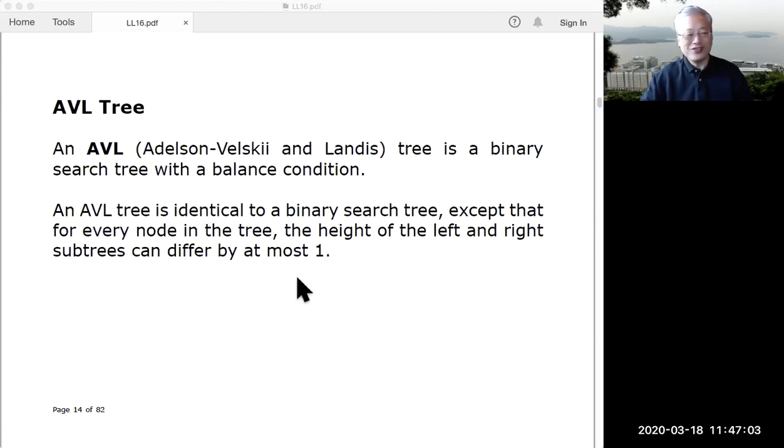So you say, well, why don't we just call it a balanced binary search tree, but give it a special name? The reason is these two people have invented a very nice method of keeping the tree balanced, no matter what order the nodes are inserted. You can insert the nodes into the tree and construct a tree in any arbitrary order, but there is a very smart way of keeping the tree balanced. So let's look at how we do it.